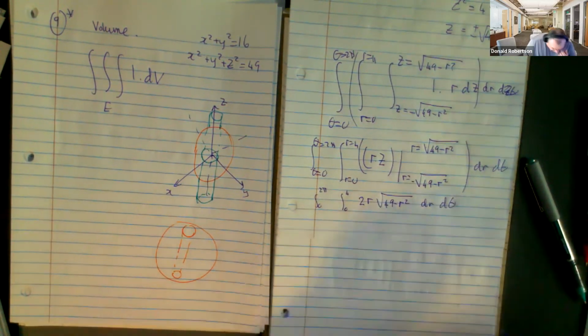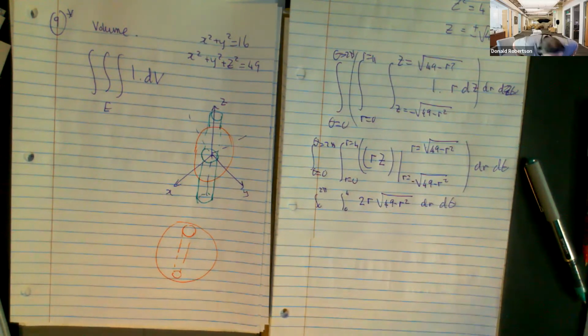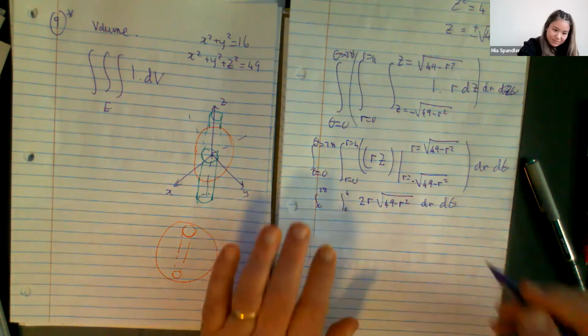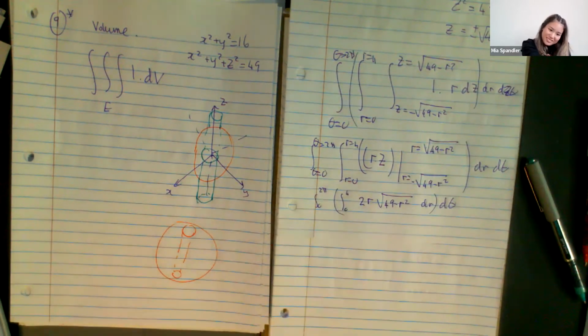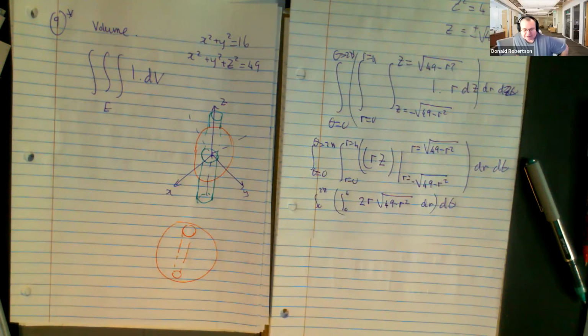And the reason I wanted to do this is so I can bug Mia. You want to get us out of a bit of a hole here, Mia? What technique will we use to integrate this fella here? U sub. U sub. I think I've picked on poor Mia too many times now.